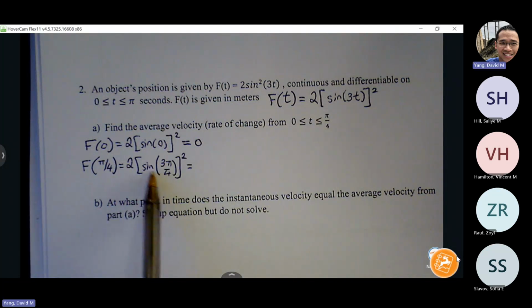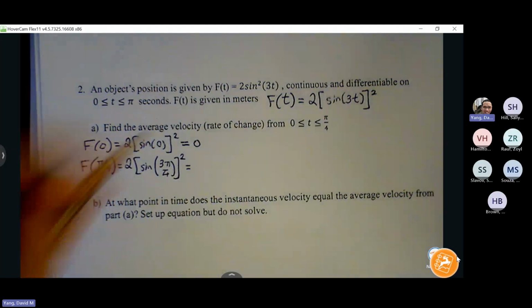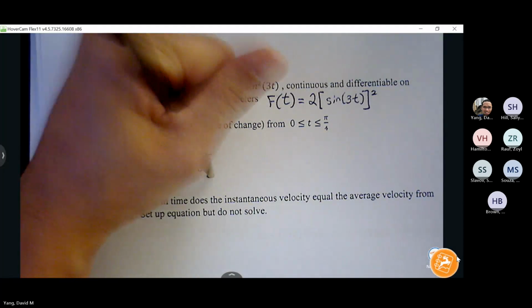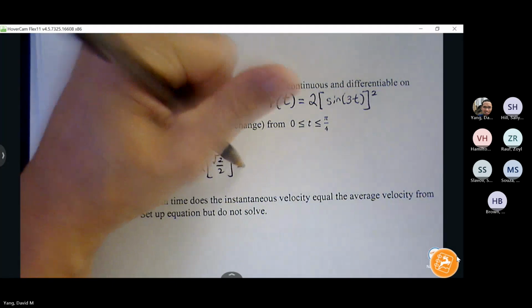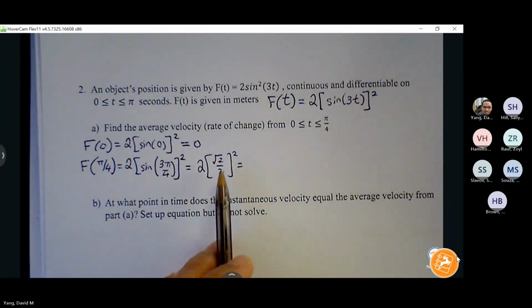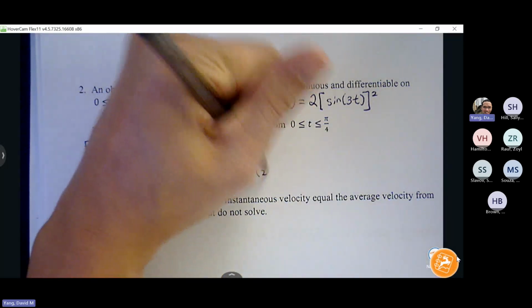Okay, so sine of 3 pi over 4. We know that's going to be, well, in that pi over 4 family, sine is going to be positive in the second quadrant, so root 2 over 2. Root 2 over 2, we can square that. So it ends up being 2 over 4, which is 1/2. 2 times 1/2 is going to be 1.